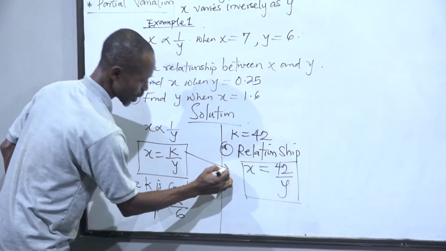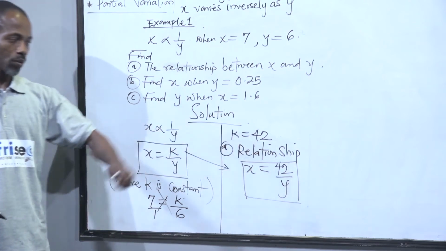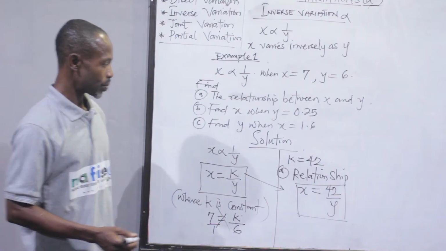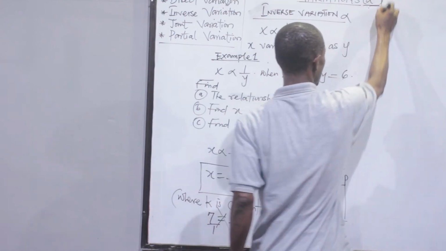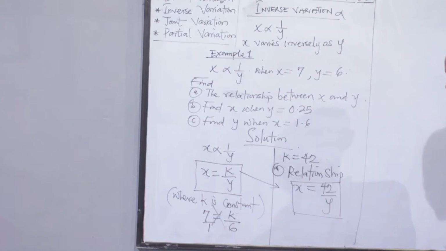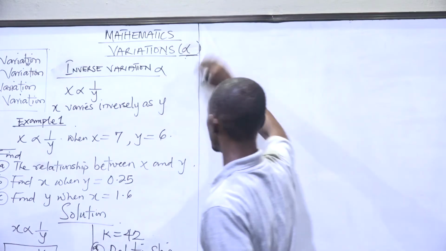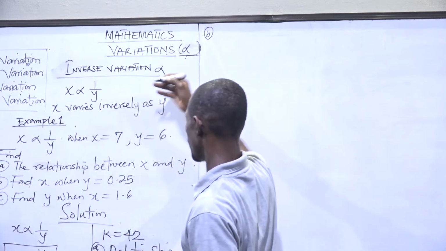That point where you establish a constant, go back there and use that same thing, and the value of k, substitute it in there. That's for A question. Now for B question. Ready? For B question, we have: find x when y is 0.25.